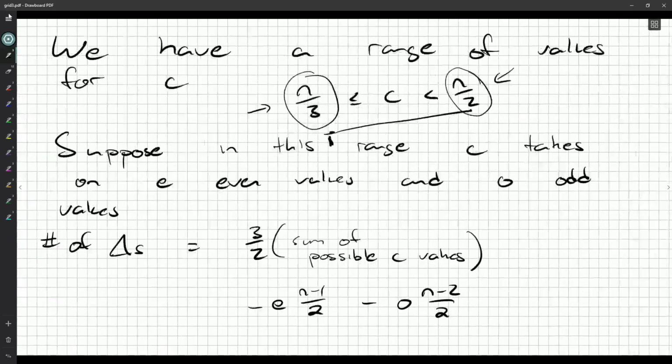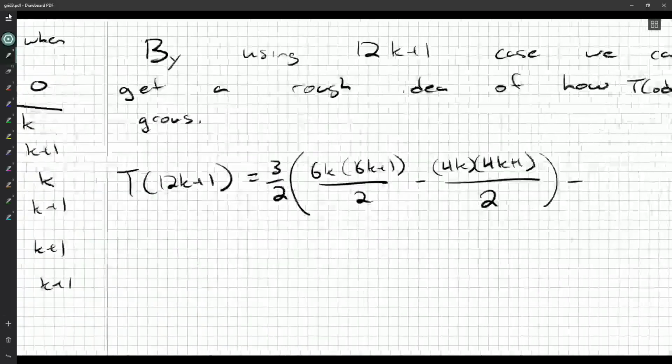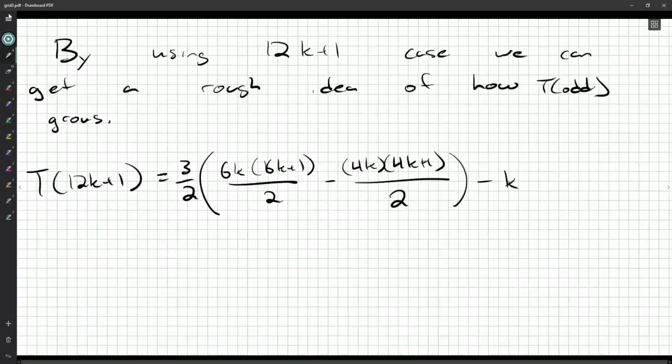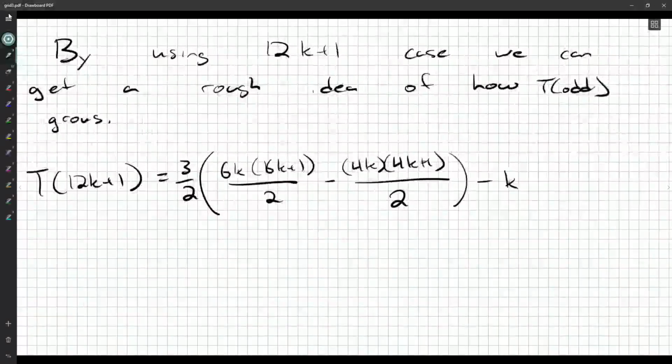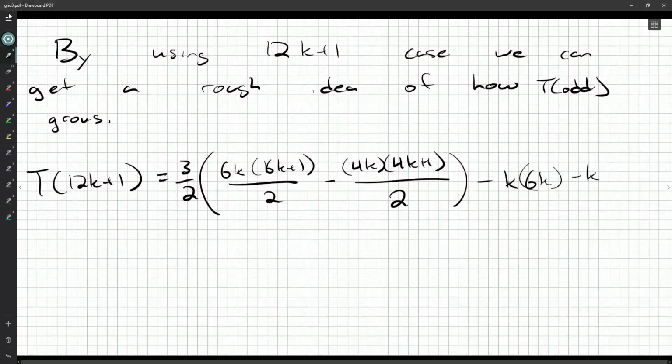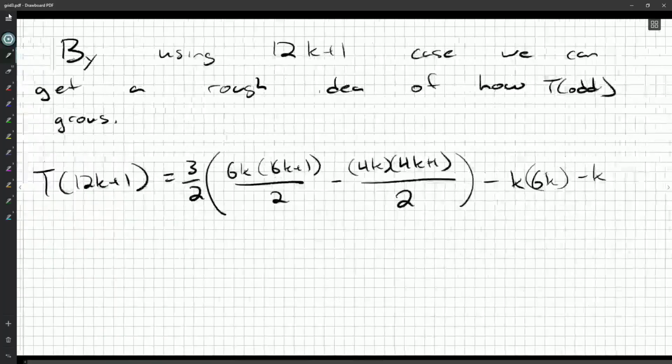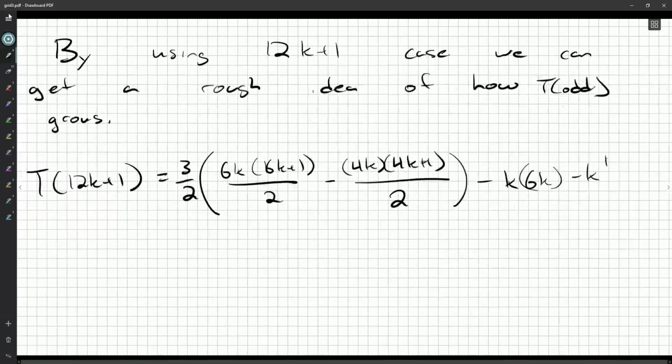And then we have E, which in both cases here is going to be k. And then it's, sorry I'm bouncing back and forth, n minus 1 over 2. So n minus 1 over 2 will be 6k. And then it was n minus 2 over 2, right? Yeah, and then we'll have 12k minus 1 over 2. Okay. So there's a formula. There's a formula.